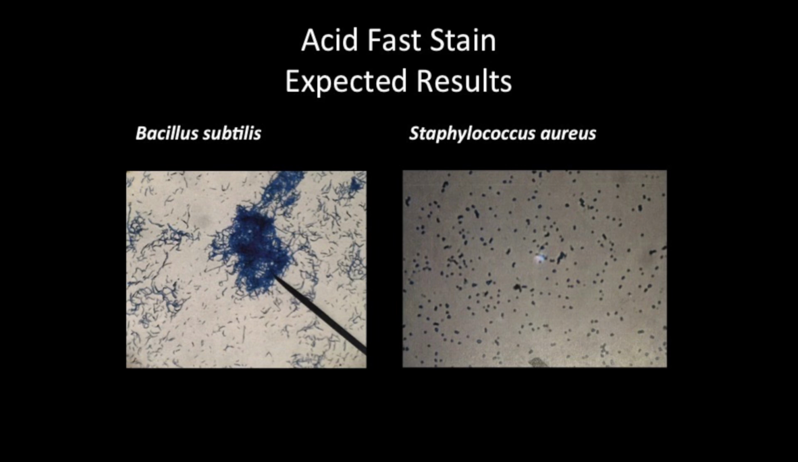You are not provided with a Streptococcus pneumoniae image in this video because I do not have one at this time. What you should expect to see in the lab is coccus-shaped cells that are methylene blue following the staining procedure, indicating that the bacteria is non-acid-fast.